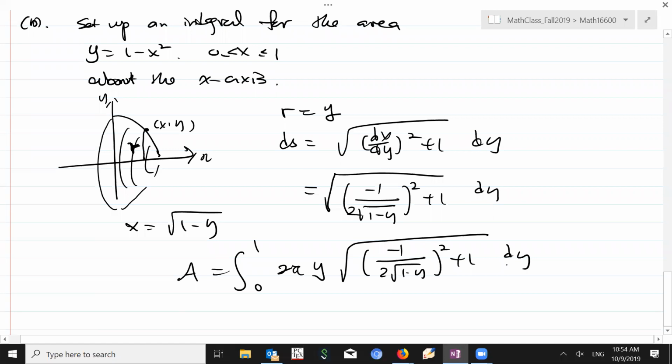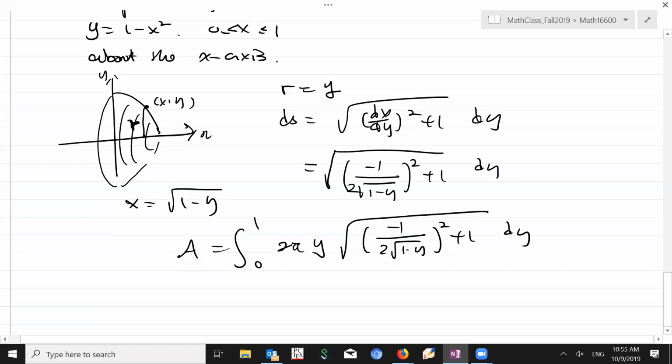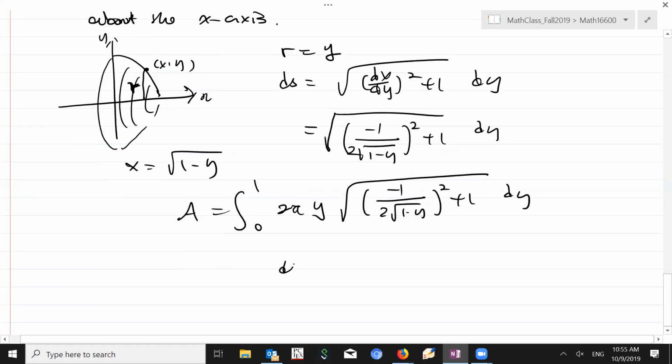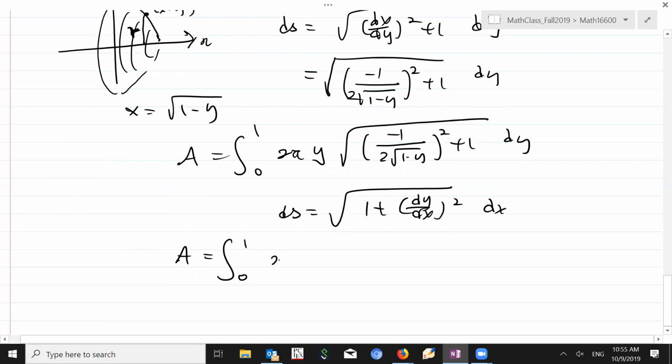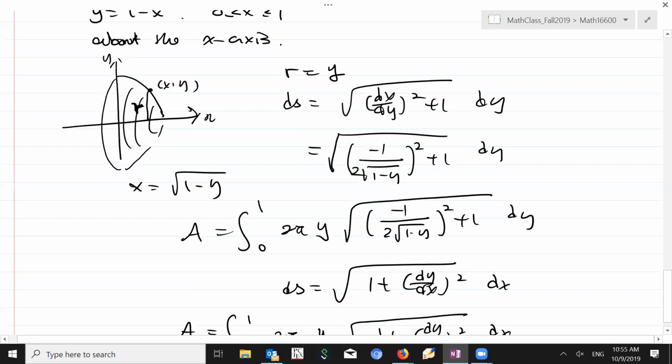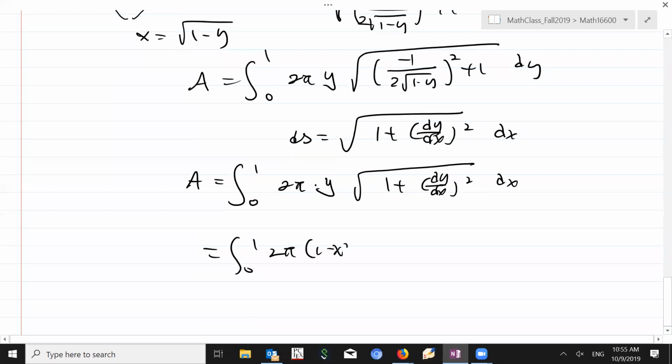All right, so this is the formula. You can also use the x variable to express the integral for the area of the surface, but I'm not going to spend more time on that. Another formula: if you use the x variable, then ds is the square root of 1 plus (dy/dx) squared. Then the area is 2 pi times the integral from 0 to pi, and here the integrand is still y. Then you have to express everything in terms of the x variable. Since y is 1 minus x squared, and that will be 2x squared dx.